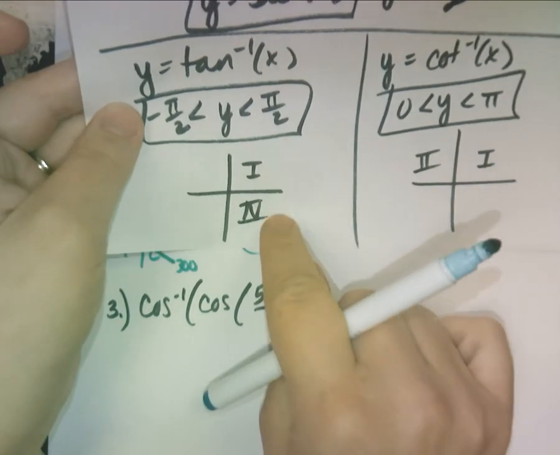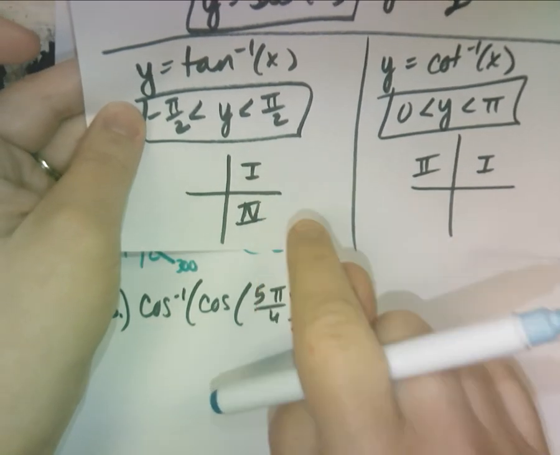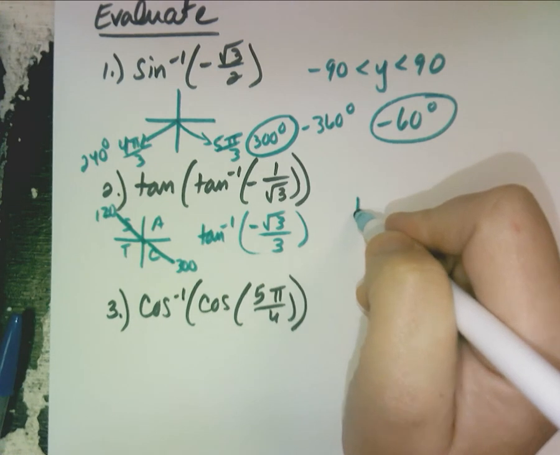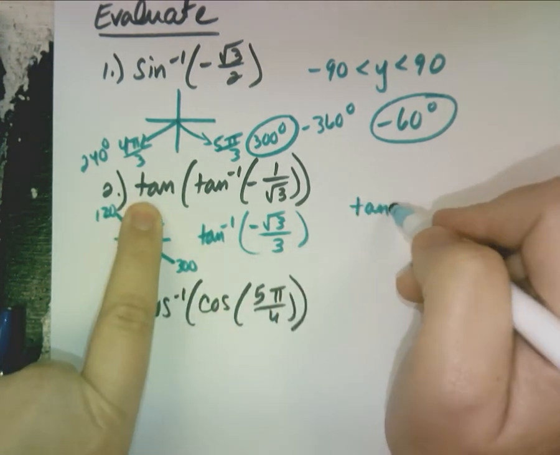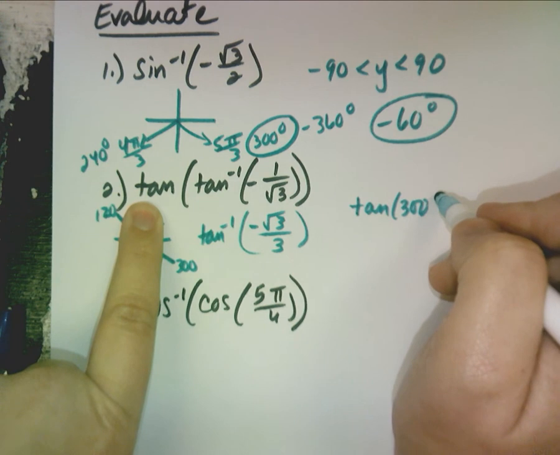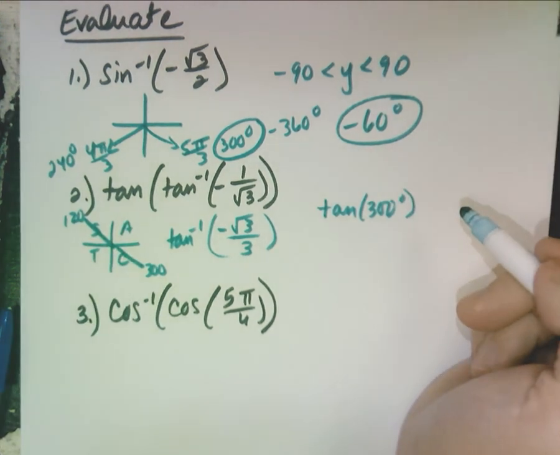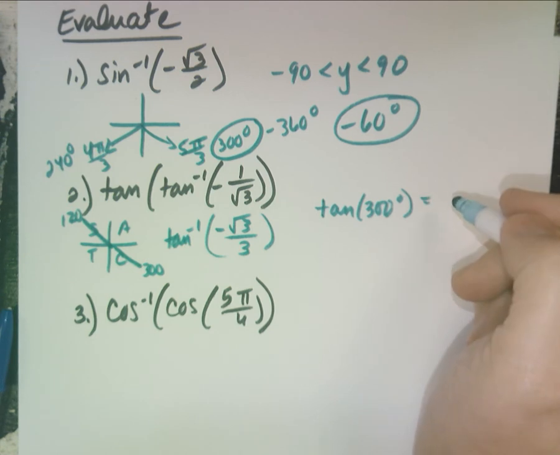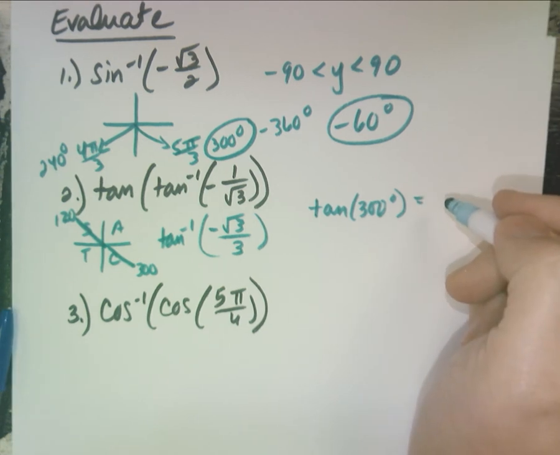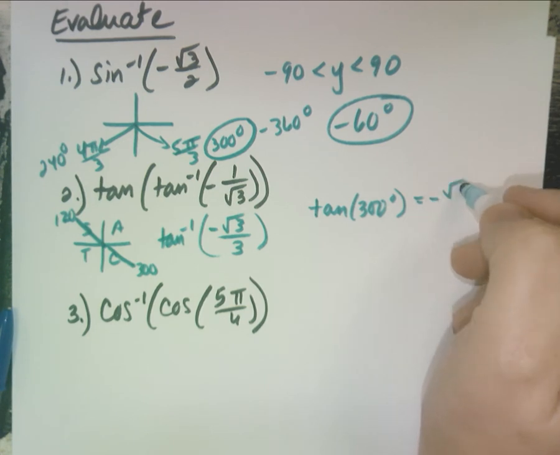I want to look at 1 or 4. Okay, so I take the tan then. So I'm going to look at 300 and I'm going to take the tan of it. What's the tan of 300? What's the tan at 300? Anybody? Negative square root 3.